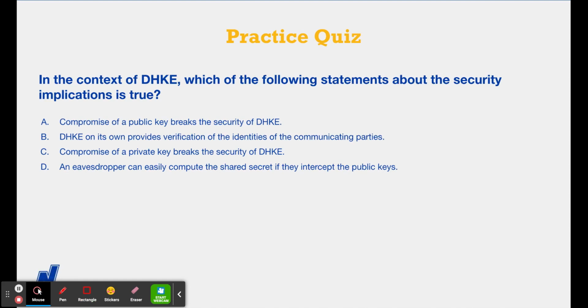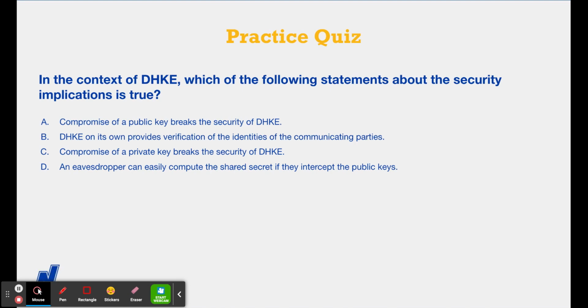Okay, perfect. And then let's get into this. In the context of the DHKE, which of the following statements about the security implementation is true? Is it A, compromise of a public key breaks the security of the DHKE? Is it B, DHKE on its own provides verification of the identities of the communicating partners? C, compromise of a private key breaks the security of the DHKE. Or D, an eavesdropper can easily compute the shared secret if they intercept the public key.